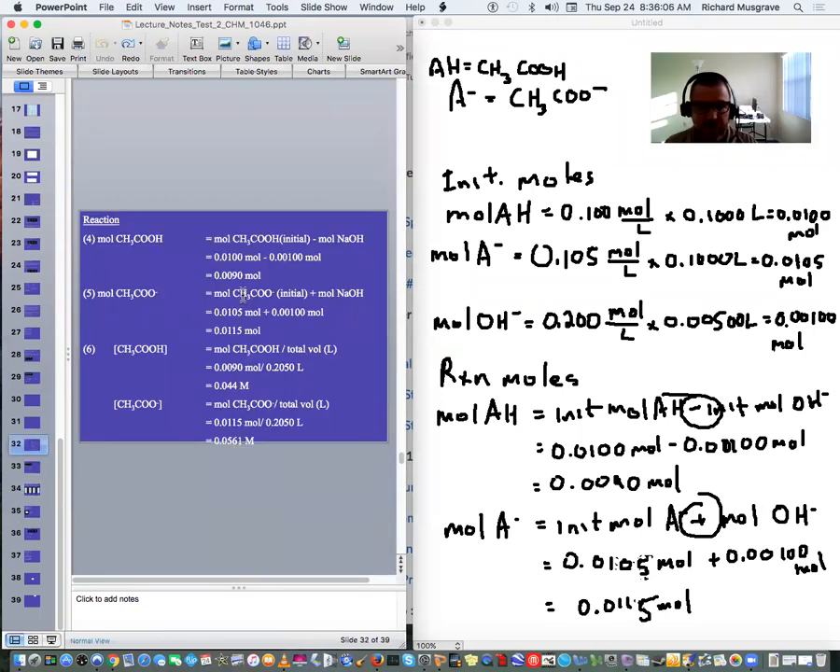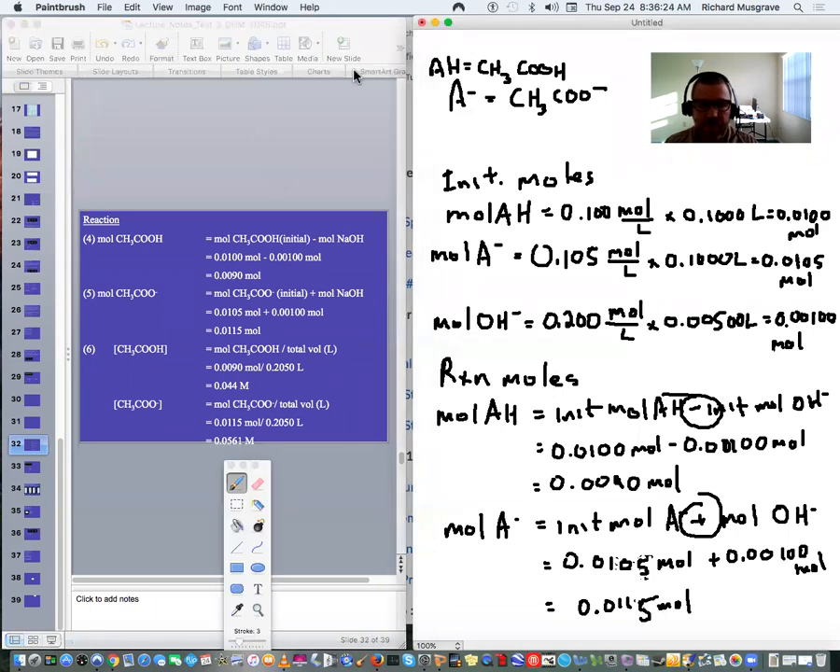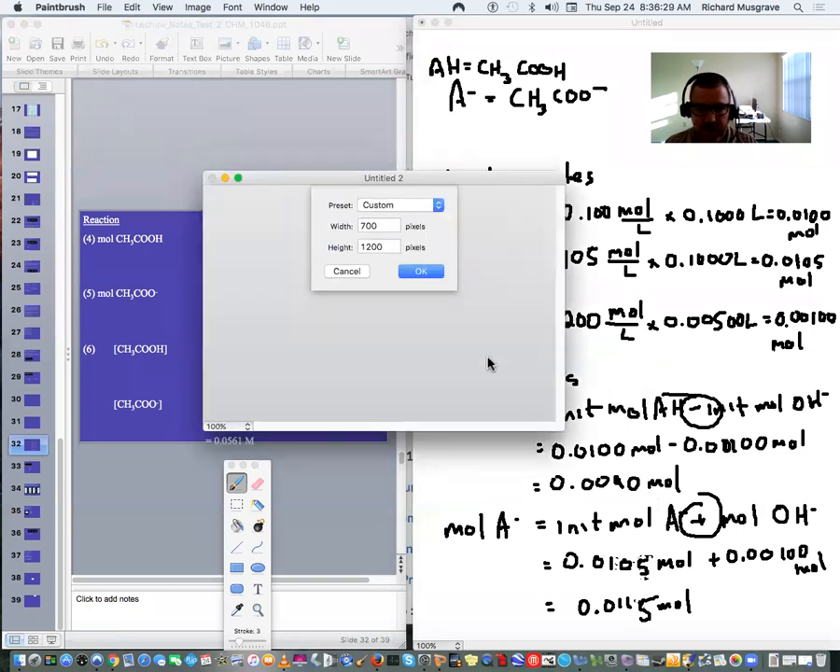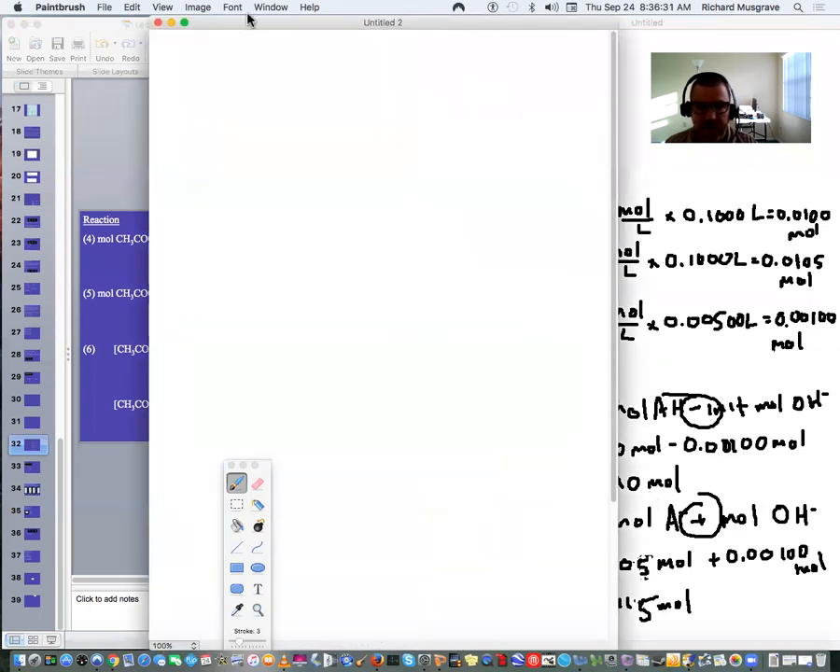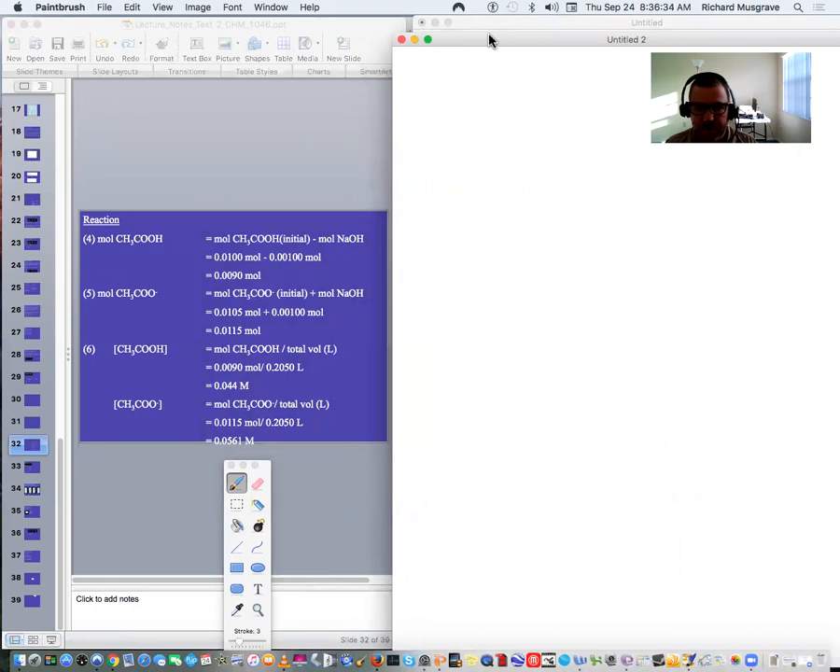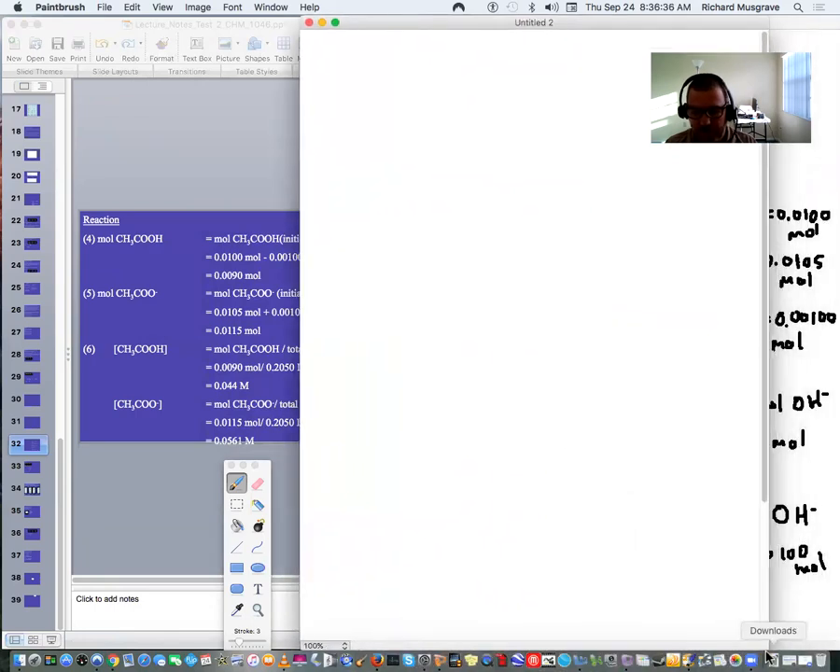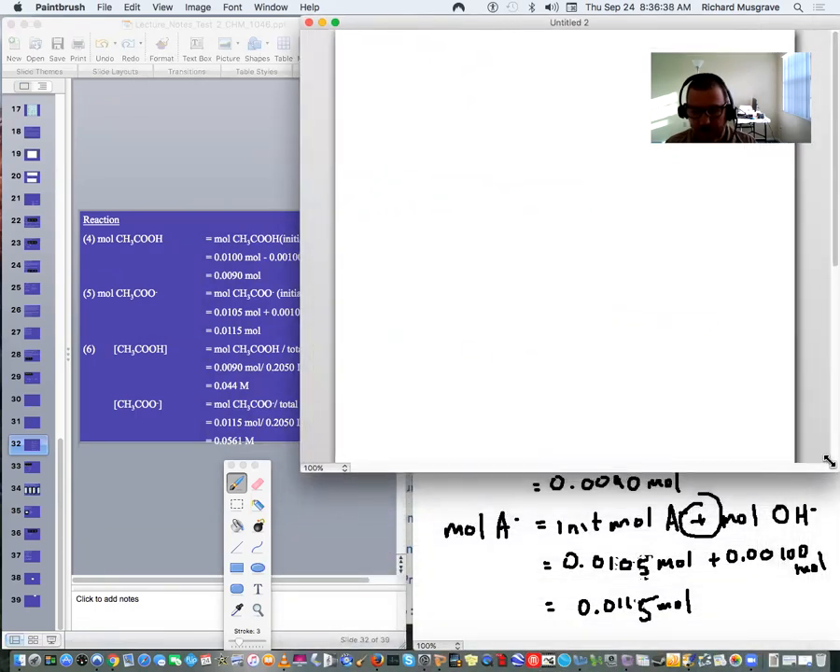Okay, so you can see here, this is worked out on the slide as well. So we've got the 0.0090 for the AH and the 0.0115 for the A minus. So that's what I'm calling reaction moles and initial moles. Now I'm going to open another file here, so I can leave the other one there. I'll see if I can get a little bit clever about this and shrink it a little bit.